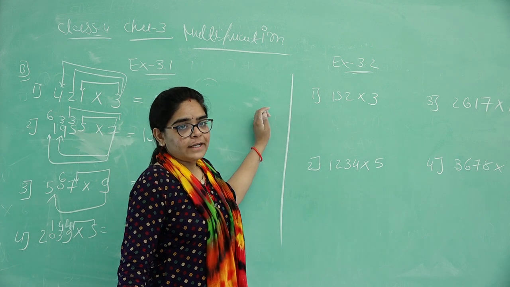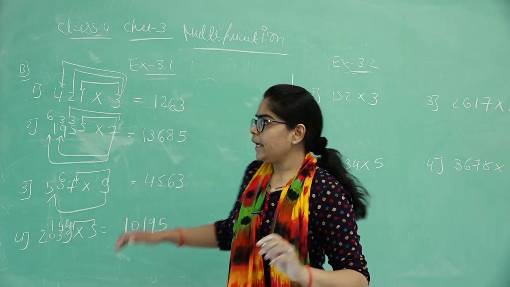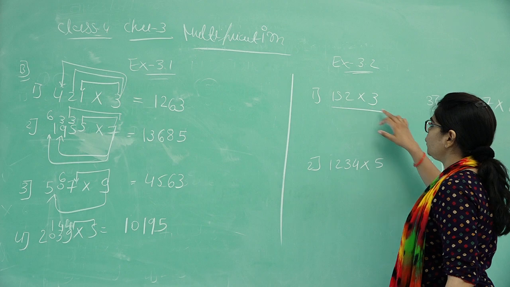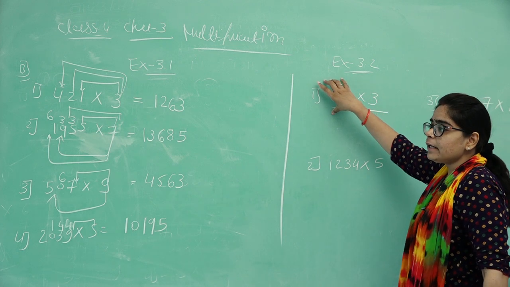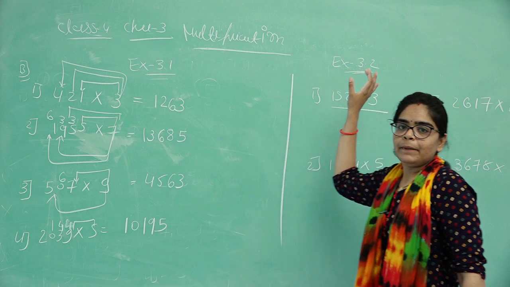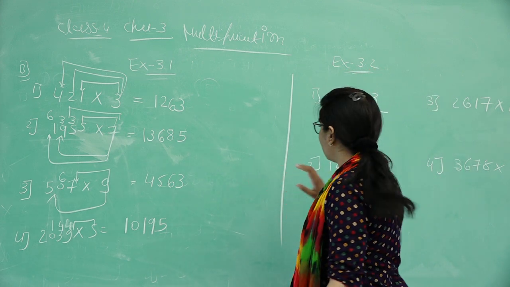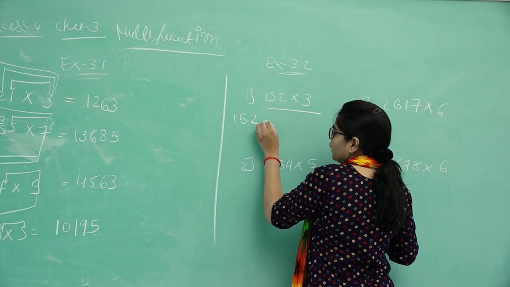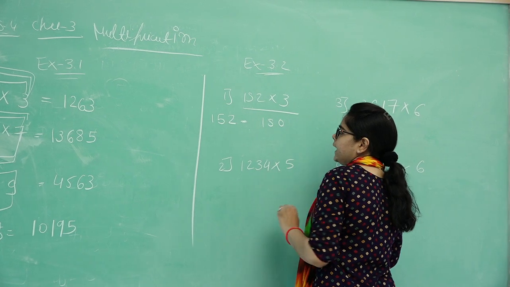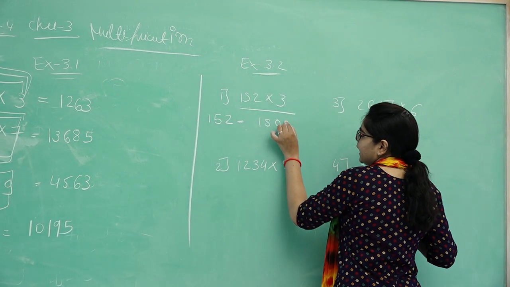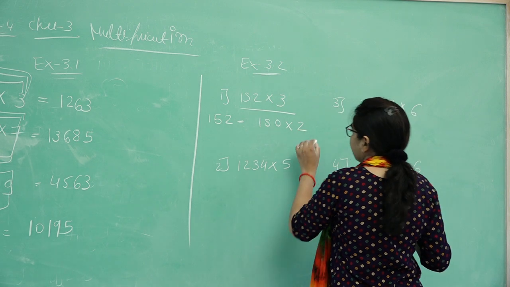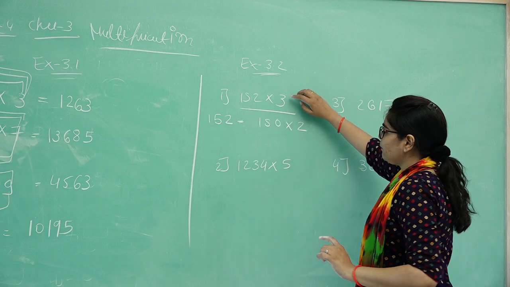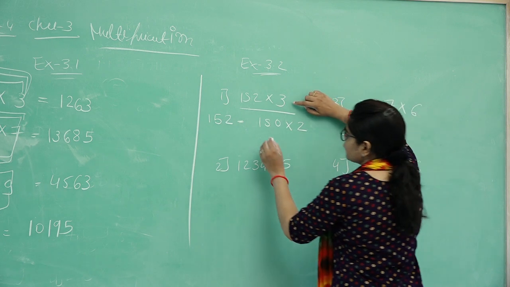Now exercise 3.2. Please pay attention here. Here 152 into 3 is given. Here a bigger multiplication with expanded form is there. So what you have to do, first of all, 152 means the round figure is 150, then after that 2. And then 152 is 150 plus 2, multiplication with how many? 3.